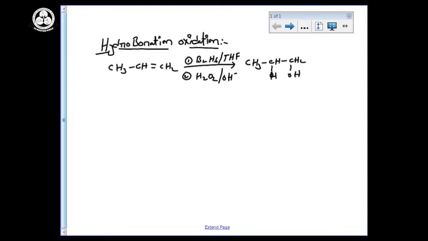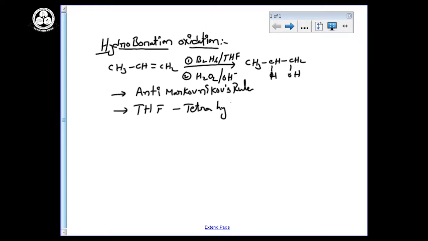So, we will see the complete mechanism, then we will know everything. Here we have to memorize: it follows the anti-Markovnikov rule. Anti-Markovnikov rule. So, what is THF? THF means tetrahydrofuran.